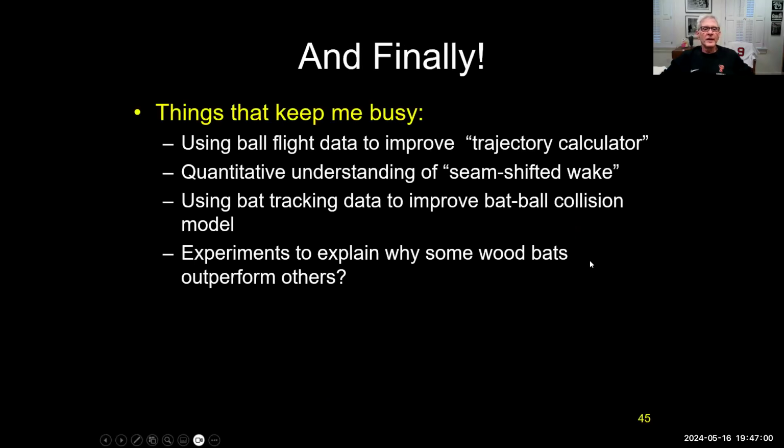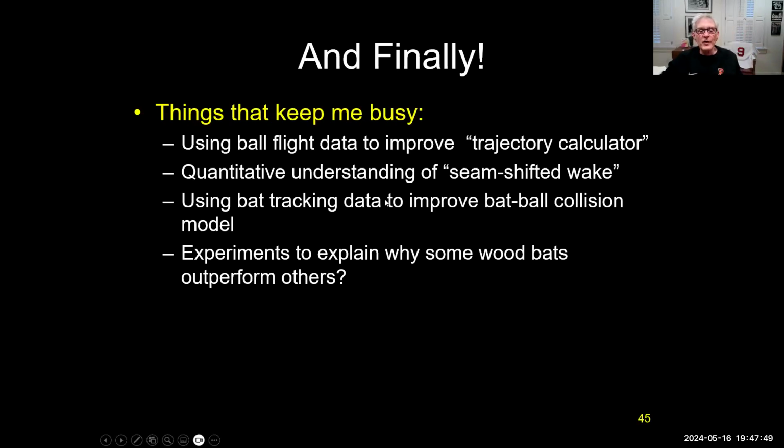All right. So finally, I'm down to my last few slides. Things that keep me busy these days using ball flight data. I told you I developed this model for calculating trajectories based on exit velocity, spin rate, and things like that. I'm always looking to improve that. I'm looking to develop a quantitative understanding of something called the seam shifted wake, which I never talked about in this talk. But for those of you who follow baseball closely, in addition to the spin on the ball causing it to change directions, the seams also play a role, and that's called the seam shifted wake. The seam shifted wake, for example, is what gives rise to the funny behavior of a knuckleball.